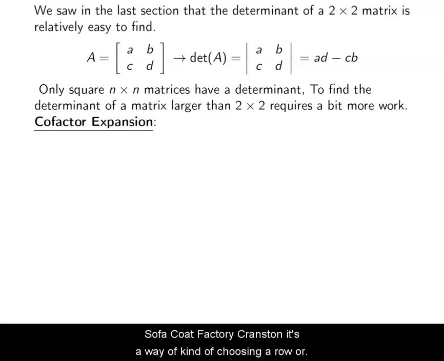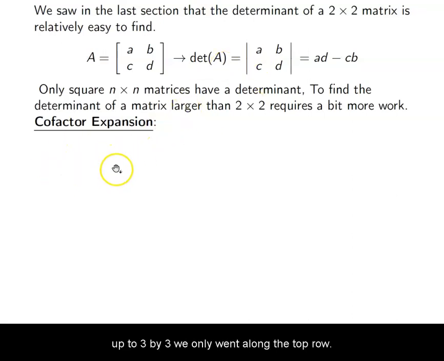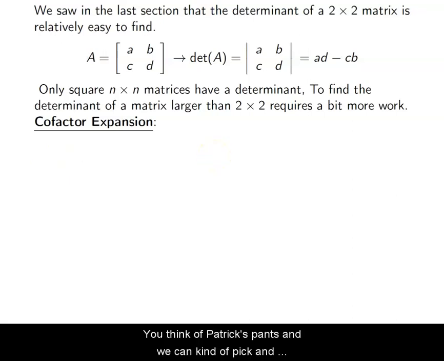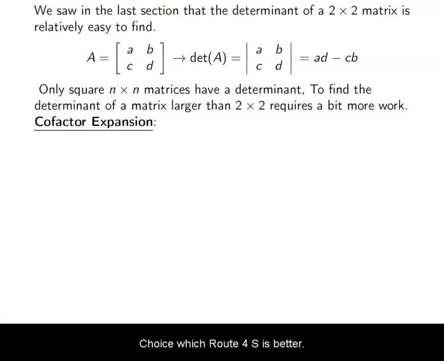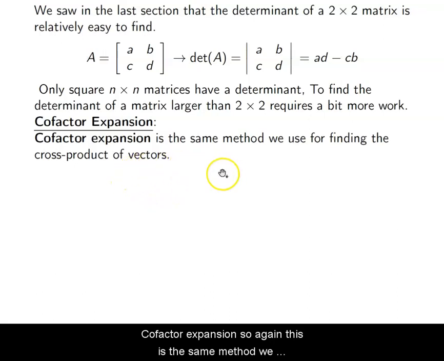Okay. So cofactor expansion is a way of choosing a row or a column to go down to find the determinant. Before, when we were looking at large matrices, really we only went up to 3x3. We only went along the top row. Using cofactor expansion, we can pick and choose the best option for us to find a determinant. So we can actually go down any row or any column. So let's get into the method, and then we'll talk about how we choose which route is better. Okay. So cofactor expansion. Again, this is the same method we use for trying to find the cross product of two vectors.